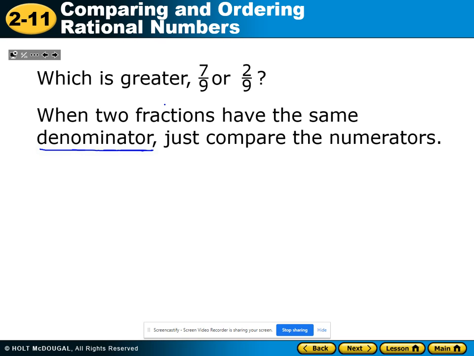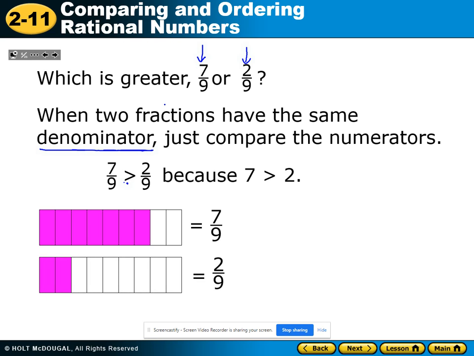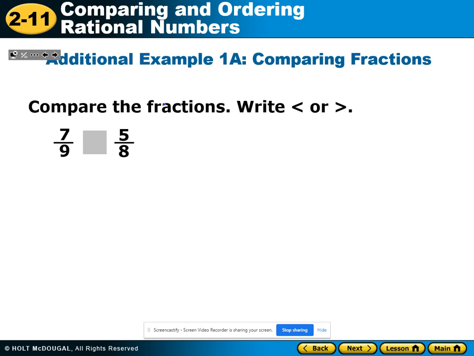Because this is saying we have 7 pieces that are 9th size, and this is saying we have 2 pieces that are 9th size. 7 of those pieces is greater than 2 of those pieces. We can put our symbol right there, because 7 is greater than 2. It's like saying 7/9 compared to 2/9. It is obvious which one is bigger and greater.